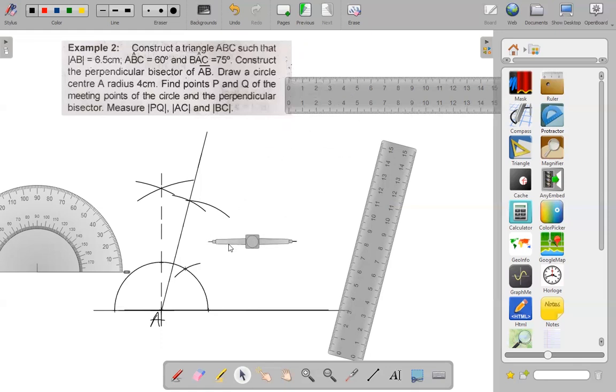Then take the steep point of the compass, place it on point A. Then I'm going to make an arc on this line. Make an arc there. That gives me 6.5. So that is point B right there. So let's label it point B.